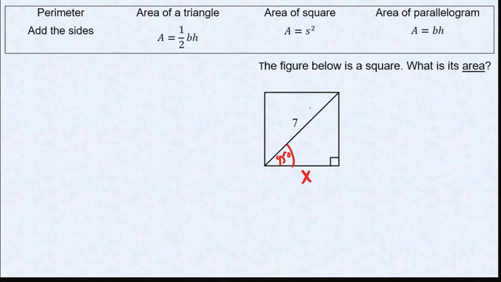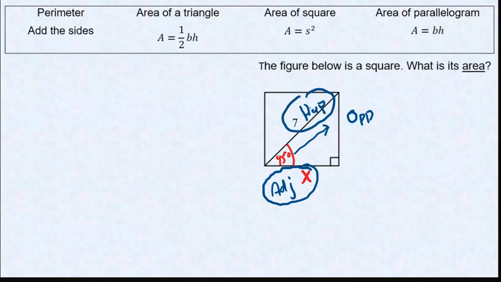I'm going to label the sides of my triangle. So this is O, or opposite. This is adjacent. And this is hypotenuse. As I mentioned before when we were talking about the equations, if you need a refresher or to understand these steps, you can check out the trigonometry video that I posted.